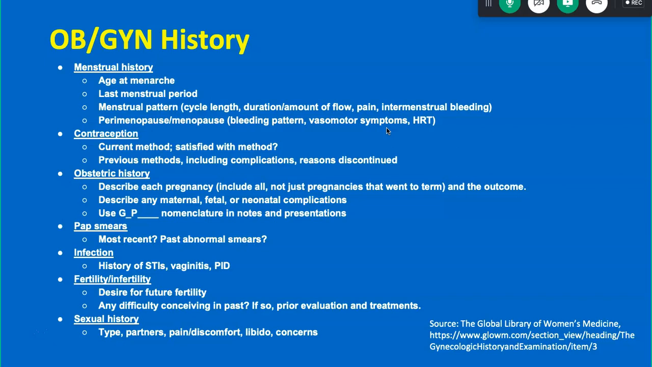And lastly is the sexual history, which I know you all are familiar with. The type of sex that they have, their partners, do they have any pain or discomfort during sex? How's their libido? Do they have any concerns about it? And that should be a pretty good start to taking a good OBGYN history.